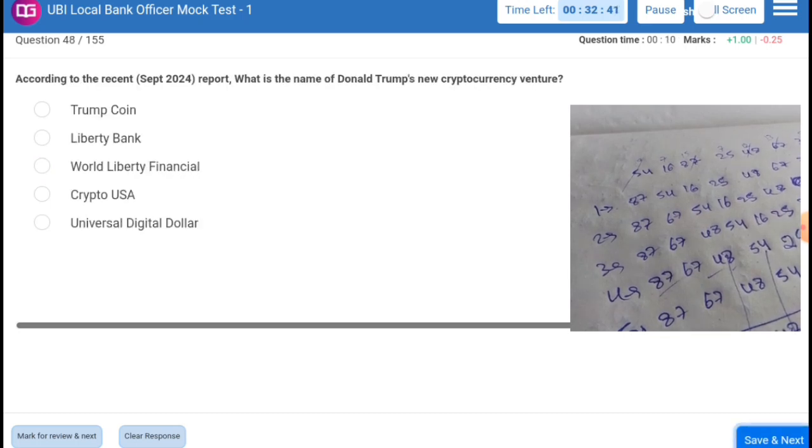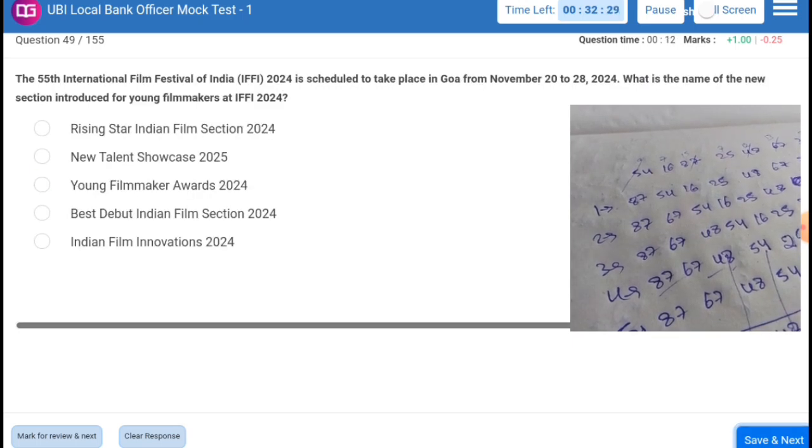So according to the recent report, what is the name of Donald Trump's new cryptocurrency venture? I think Liberty Bank or Crypto USA. So then go Liberty Financial. So the 55th International Film Festival is scheduled to take place in Goa from 20 to 28 November. What is the name of the new section introduced for young filmmakers? I think Rising Star Indian Film or Best Debut.